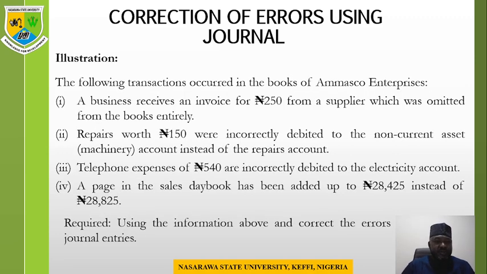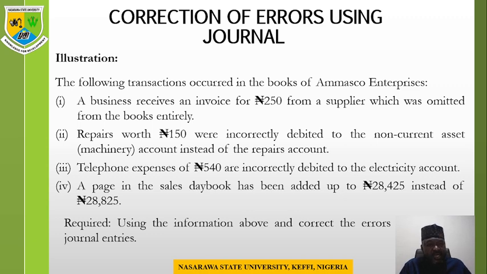Now let's take an illustration. The following transactions occurred in the books of Amasco Enterprises. First, a business receives an invoice for 250 naira from a supplier which was omitted from the books entirely. From the little knowledge we had earlier, this tells you error of omission. In most cases, the word omitted or omission shows up when you have cases of error of omission. In most cases, not in all cases.